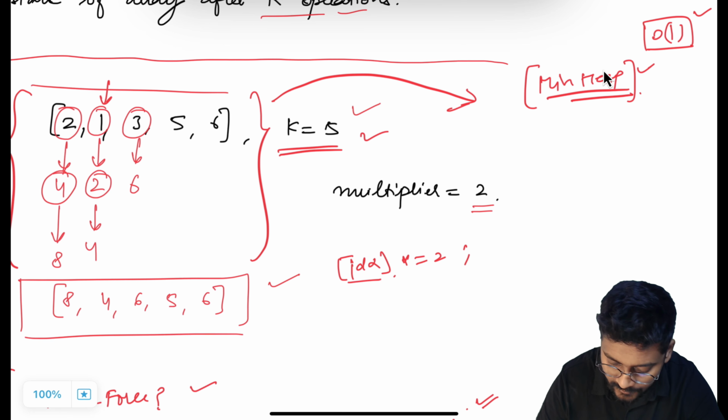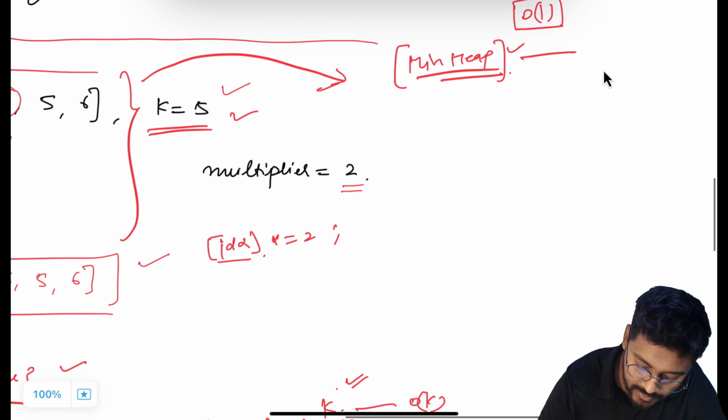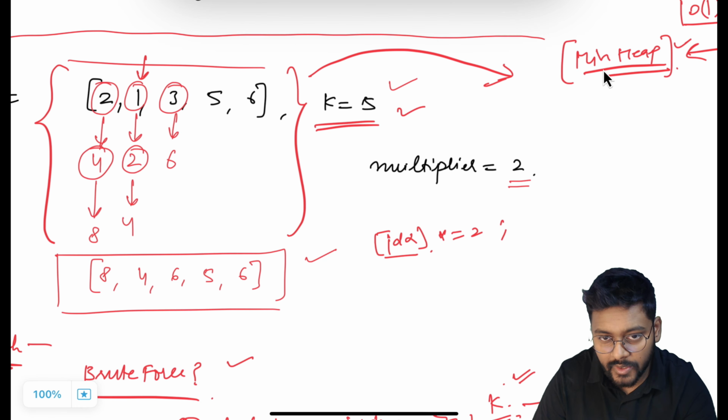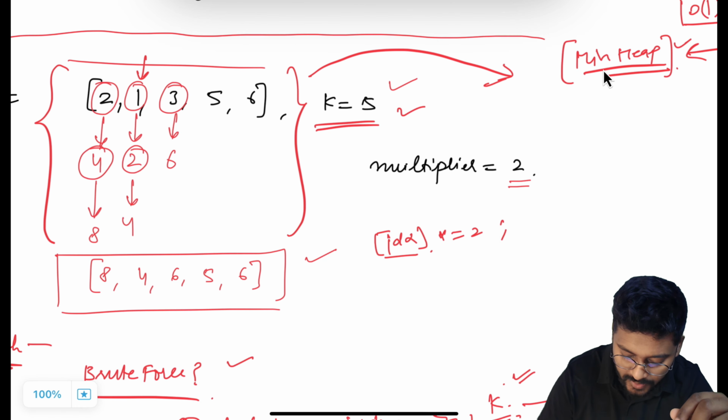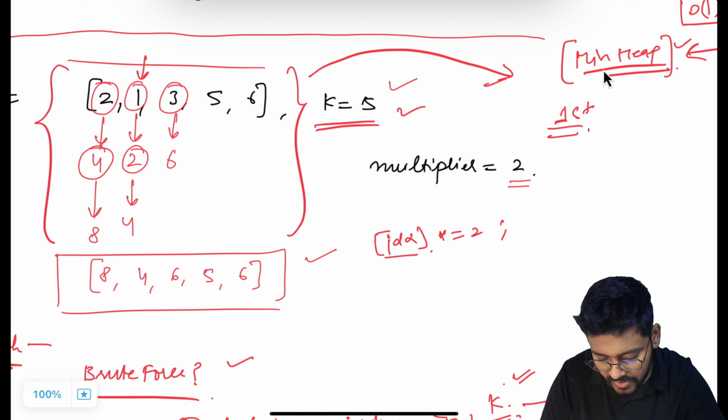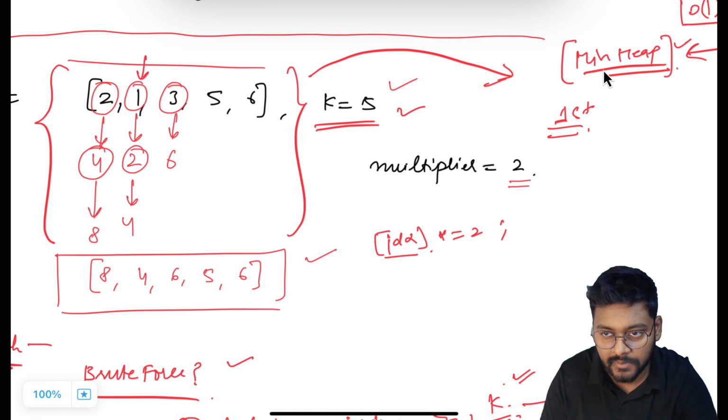And in the heap, when we insert an element, the time complexity of that is order of log n. So when we are doing the first operation, we require the minimum element. It means before the first operation, we should have all the elements in our heap.